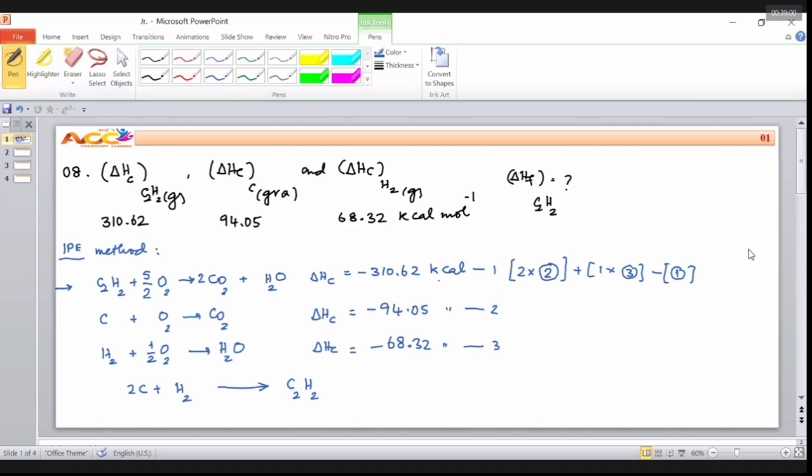Now, whatever you have done with the equation, do the same thing for energy. Equation number 2: minus 94.05 into 2, plus minus 68.32 into 1, minus, this is minus of minus 310.62. This is our answer, the enthalpy of formation of acetylene. Go ahead, then I'll show you another method.